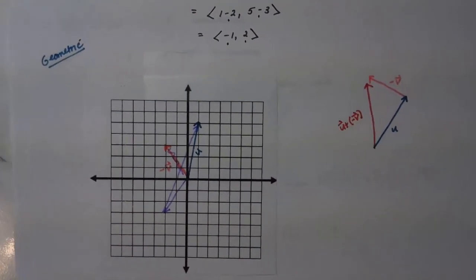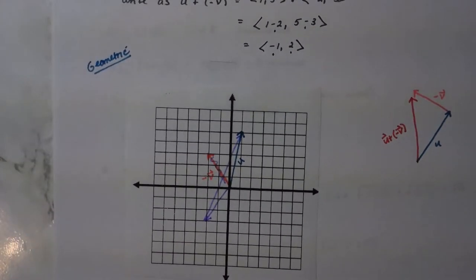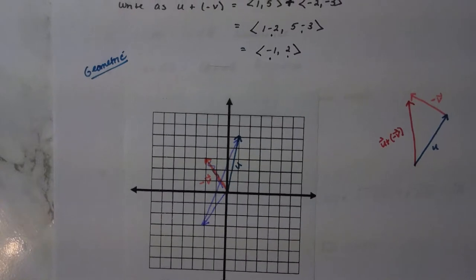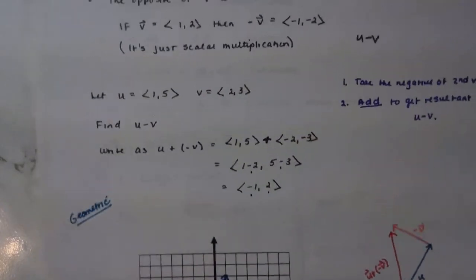I'll fix that and post it later when Edsby works. Okay, so just change the second vector to its opposite, the components to its opposite, and you'll be fine. If you have any trouble, let me know.